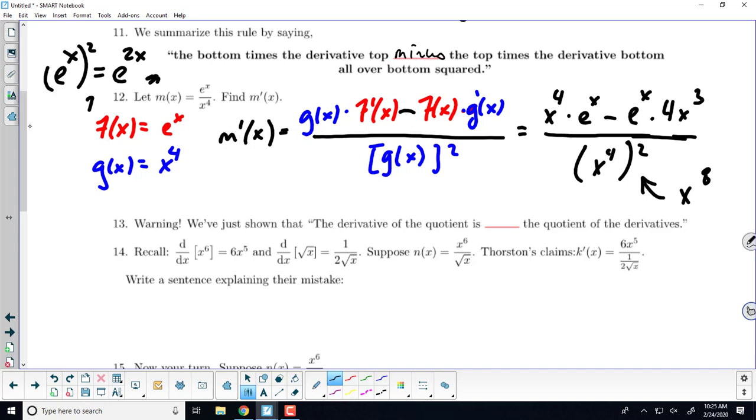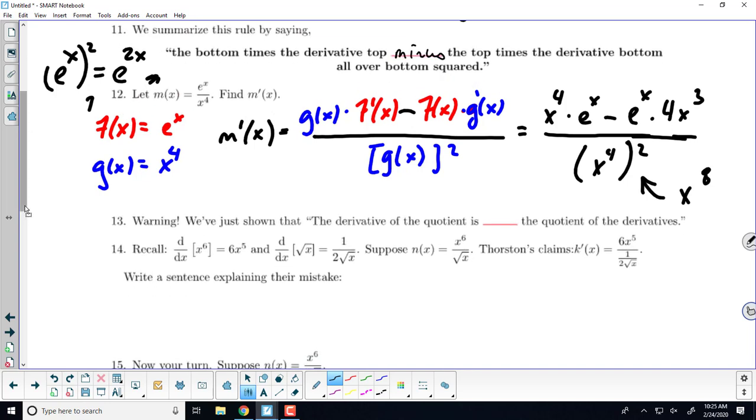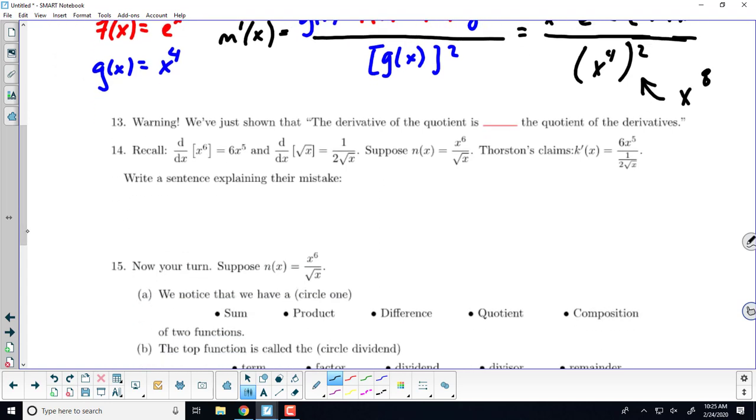So that's the quotient rule. Again, I give you this statement here: the derivative of the quotient is not the quotient of the derivatives. That shouldn't surprise you. If multiplication doesn't work, then absolutely division won't work. Here you get a nice example of the classic mistake. I see this all the time, right? The top function is x to the sixth. The bottom function is the square root of x. And somebody just takes the derivative of the top over the derivative of the bottom. They forgot all about the quotient rule. They thought they could distribute the derivative over the quotient.